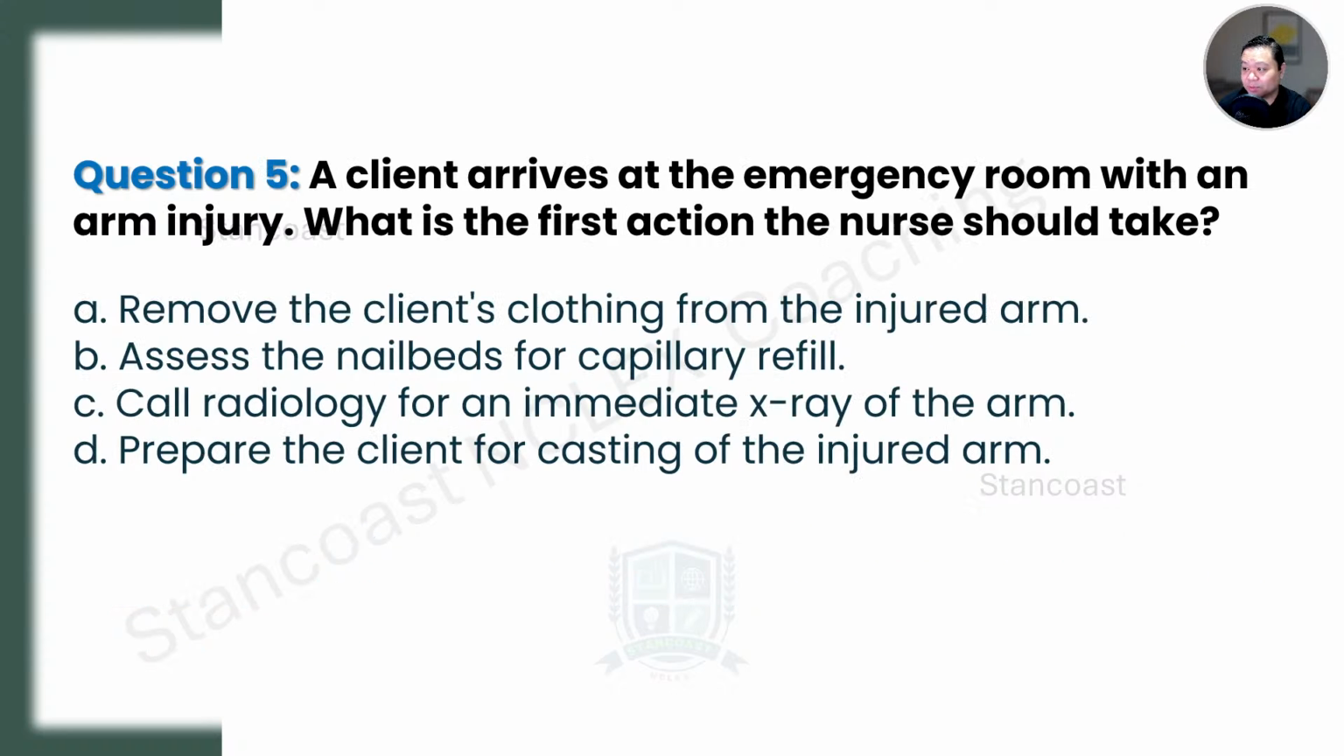Let's have number 5. A client arrives at the emergency room with an arm injury. What is the first action the nurse should take? Is it A, remove the client's clothing from the injured arm? B, assess the nail beds for cap refill? C, call radiology for an immediate x-ray of the arm? And D, prepare the client for casting of the injured arm.